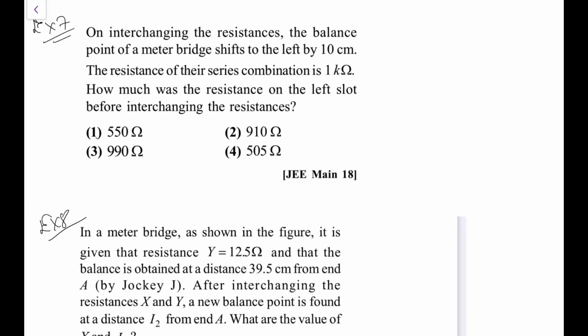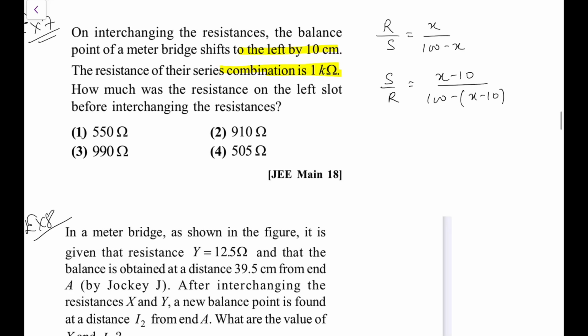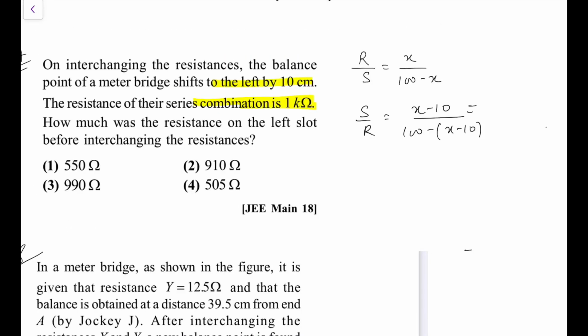On exchanging the resistances, the balance point shifts to left by 10. If the sum of their resistances is 1 kilo ohm, how much was the resistance in the left slot before interchanging? So it shifts to left. That means initially the left one was greater. So let's say R by S was, let me call it X upon 100 minus X. Now we have R plus S is equal to 1000, and on shifting, R by S would be equal to X minus 10 over 100 minus X minus 10. So it would be X minus 10 over 110 minus X.